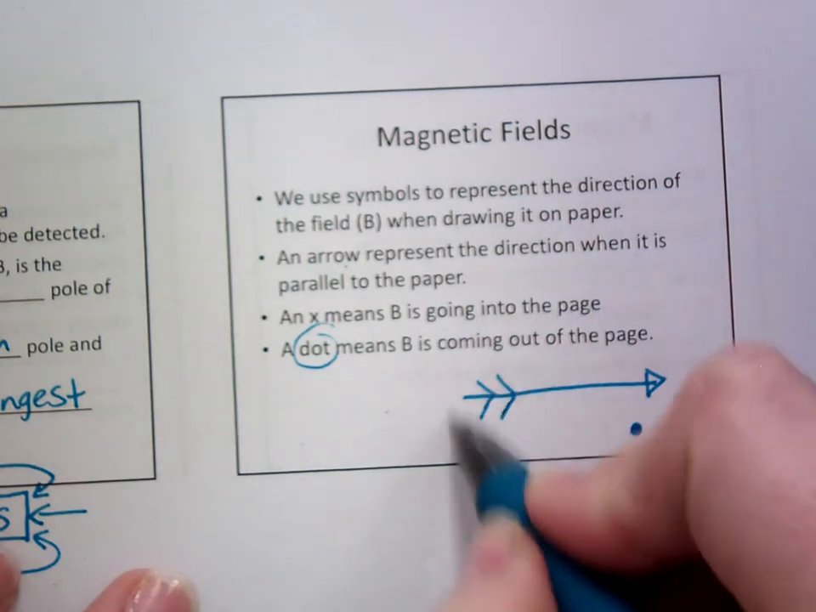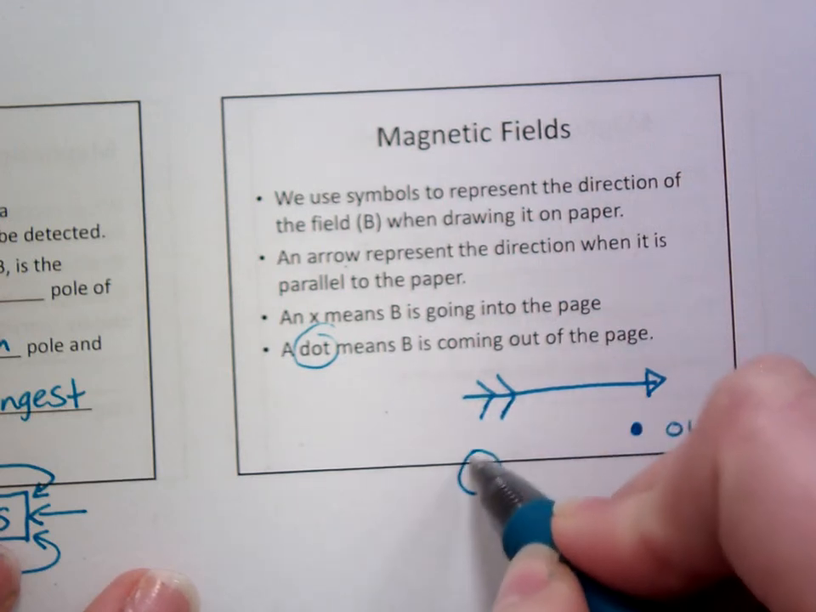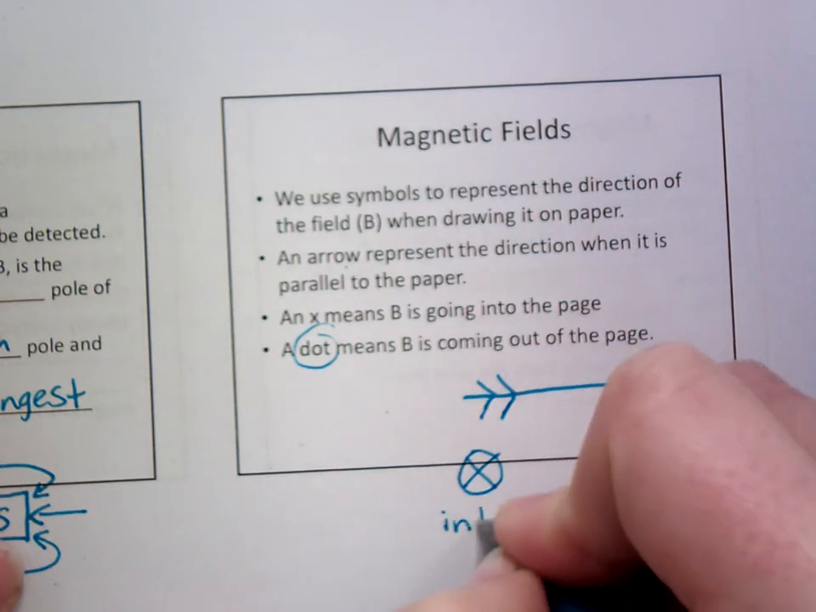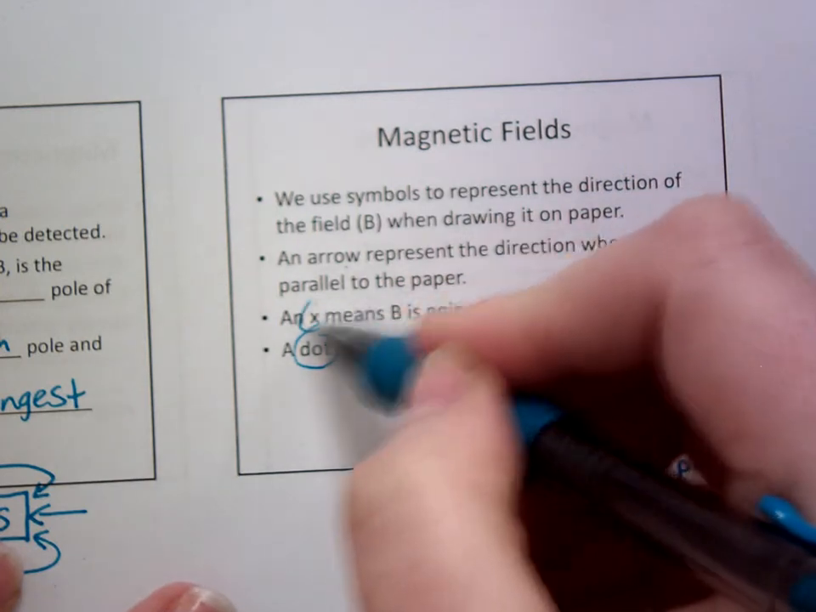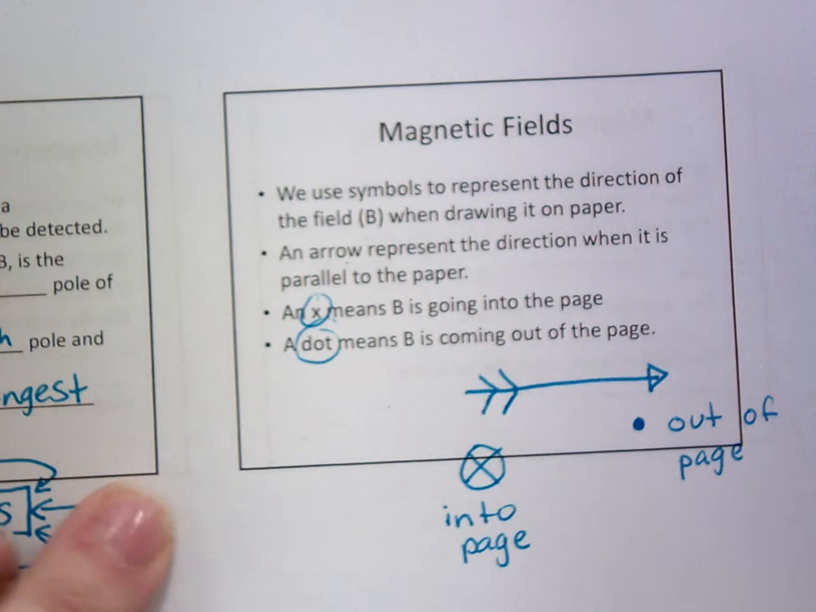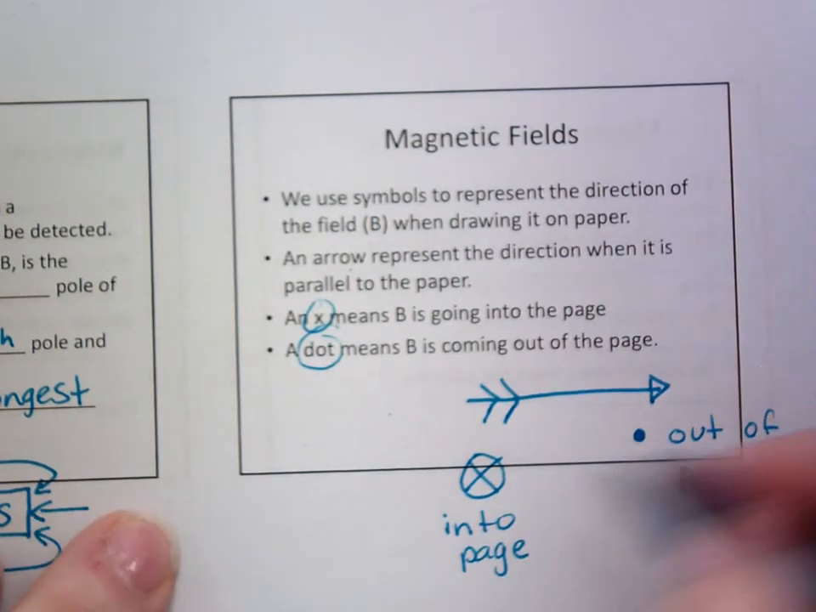If you're looking at this end, this is called the fletching, the feathers might make a pattern like an X. This means it's going into the page. So an X is into the page, a dot is out of the page. And again, you're going to be using that in this chapter quite a bit, so don't forget these symbols.